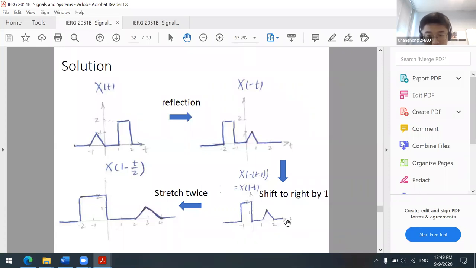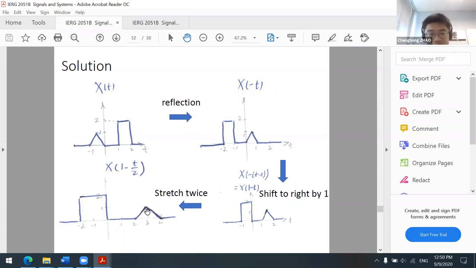Then the last step is to stretch it twice. By stretching it twice, everything else does not change. We still have x of 1, the minus sign does not change. The only change is that the variable t is changed to t divided by 2. So the only change occurs to the variable t itself. Then we are stretching it twice, which means the original square has width 1, and now it has width 2. So start from minus 2. The triangle originally ranges from 1 to 2, now it ranges from 2 to 4, because everything should be expanded twice of the original value.